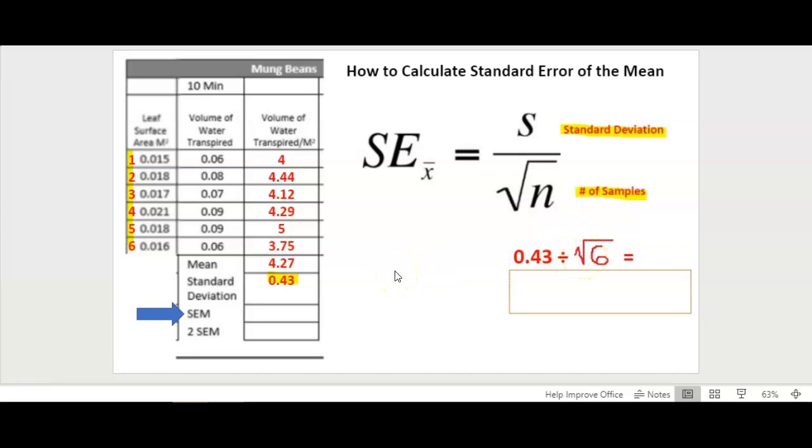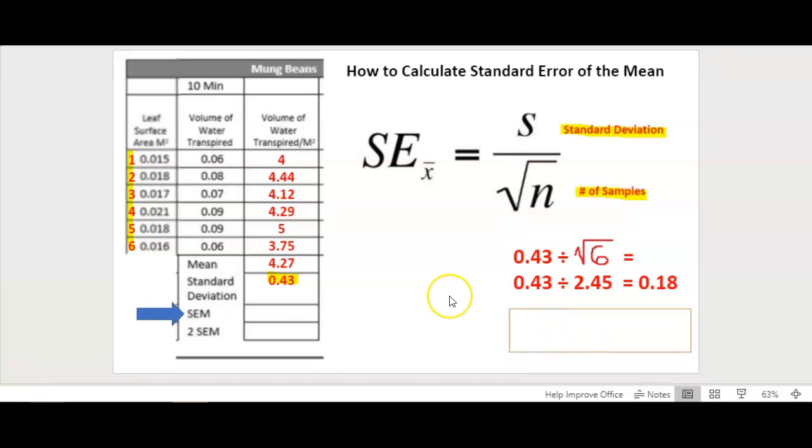The first thing that I like to do is figure out what the square root of 6 is, right? And when I do that, I know that it's 2.45. And so now I can finally do 0.43 divided by 2.45, which is going to give me 0.18. And that's the answer. That's it. That is how you calculate standard error of the mean.